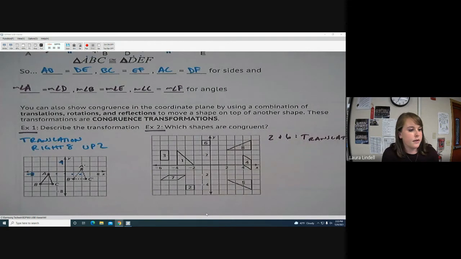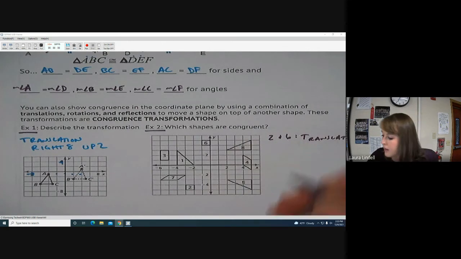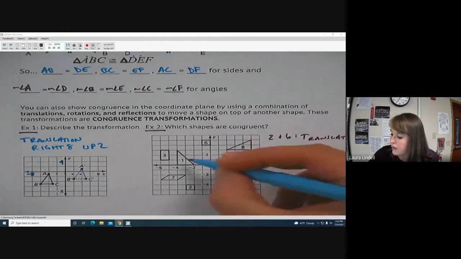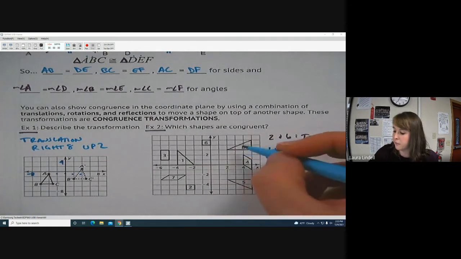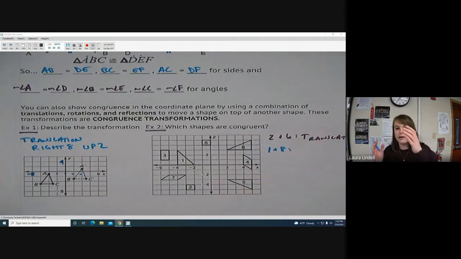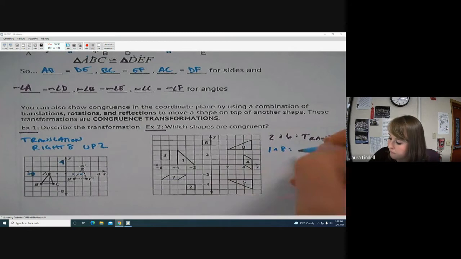Another one, let's see, we have also 1 and 8. 1 and 8 would probably be more of a rotation, though, because 8 over here is not oriented the same way. You'd have to rotate it a bit to get it to land on top of 1.